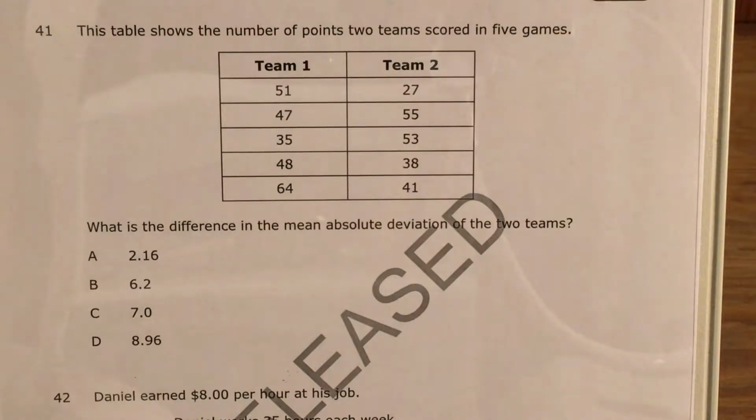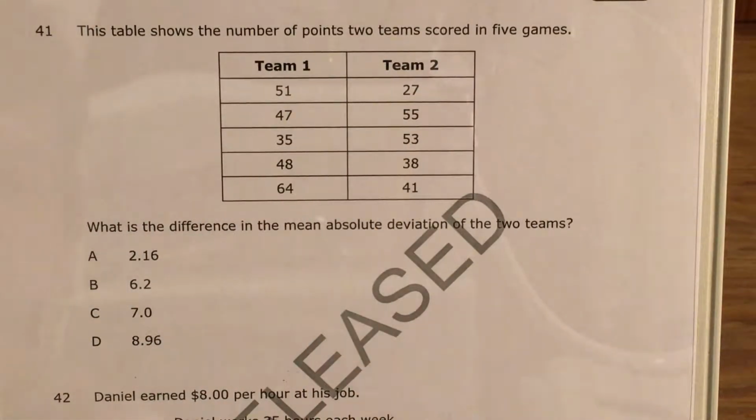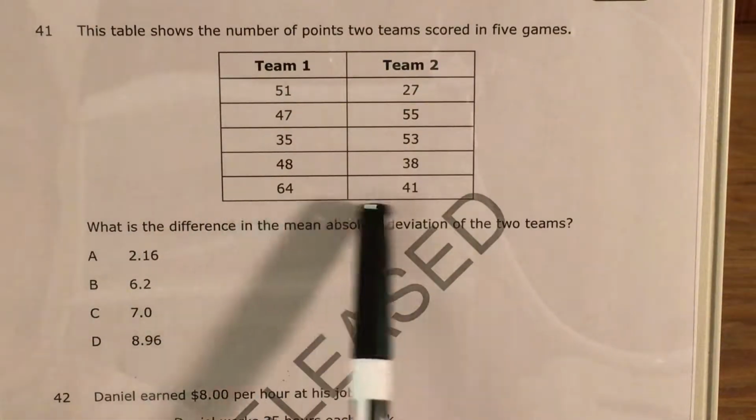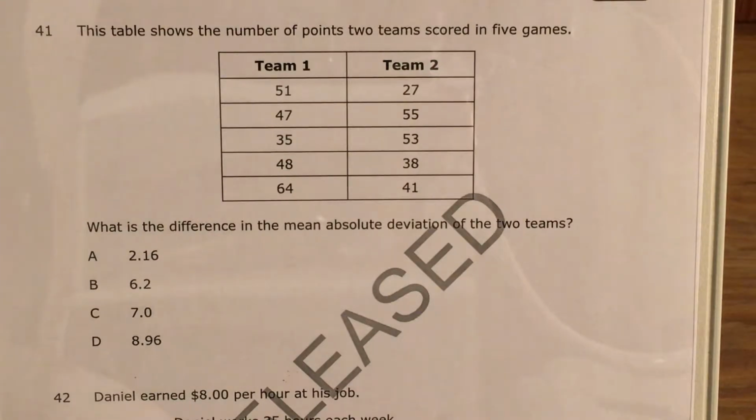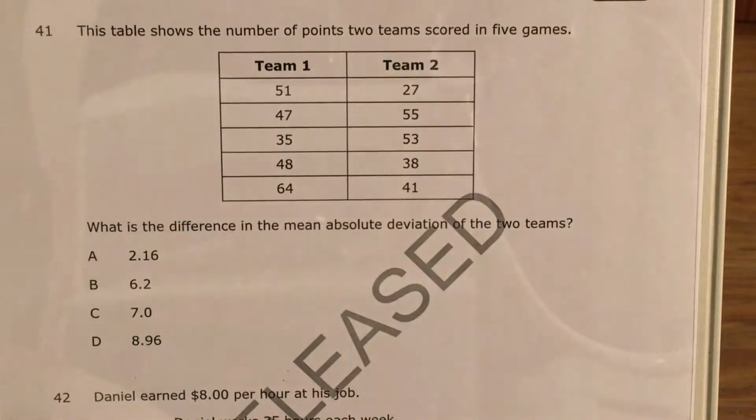This is Mr. W. Today we're going to tackle question 41 in the 7th grade math questions that North Carolina released this past school year. We have a table that shows the number of points that two teams scored in 5 games. Games of what? I have no idea. It looks like football scores. And we're supposed to find the difference in the mean absolute deviation of the two teams.